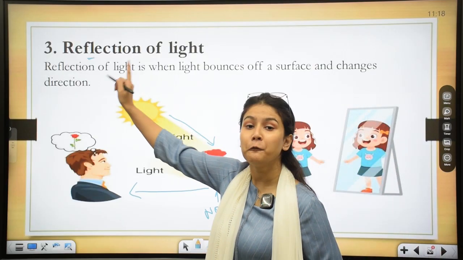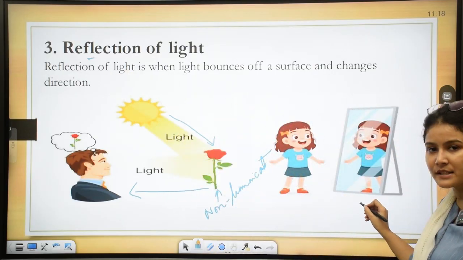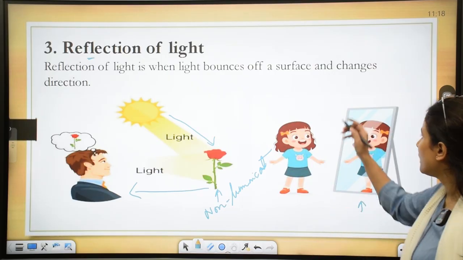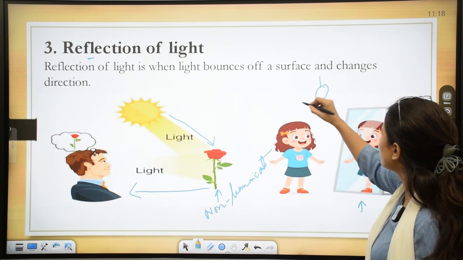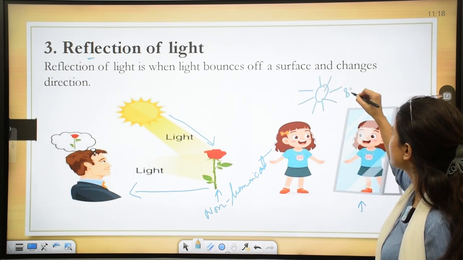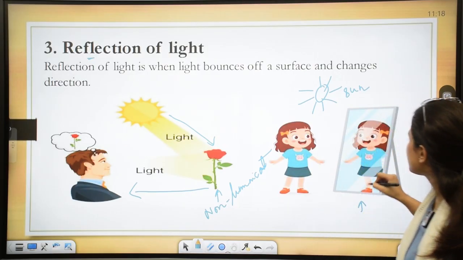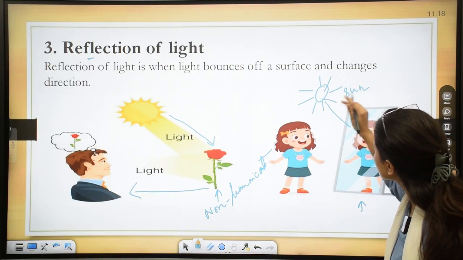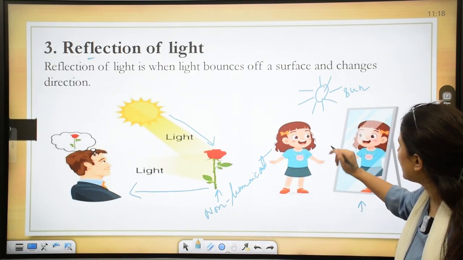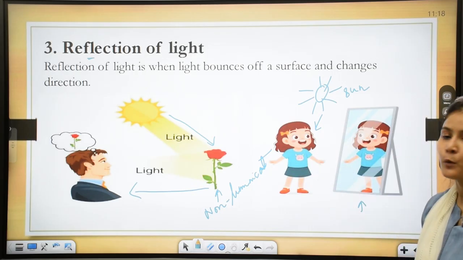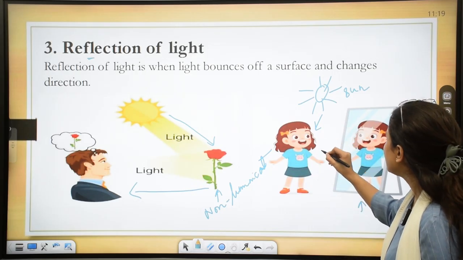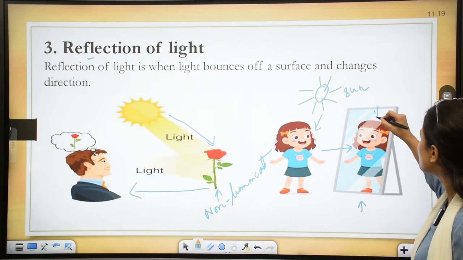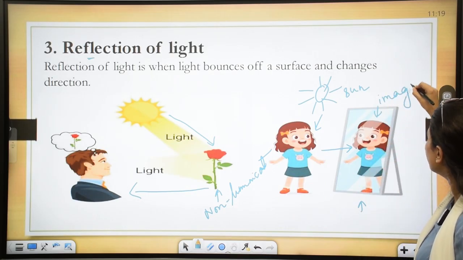Why? Because of reflection. Also, in the mirror, you are able to see yourself because of reflection. For example, consider there is a source of light. This is the sun, a source of light, and this is a mirror. Light from the sun is falling on this small girl, and this light is getting reflected back on this mirror. That is why an image is formed on the mirror.